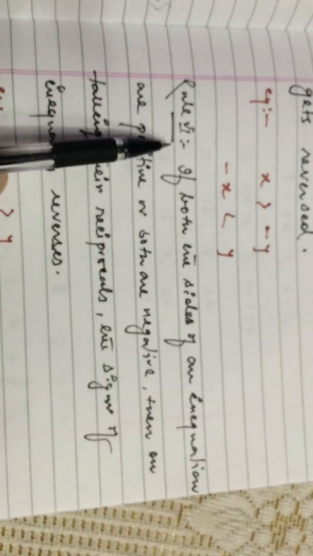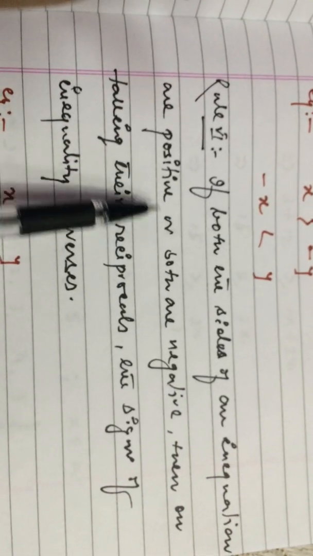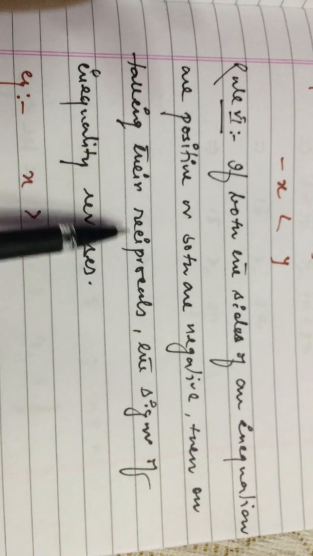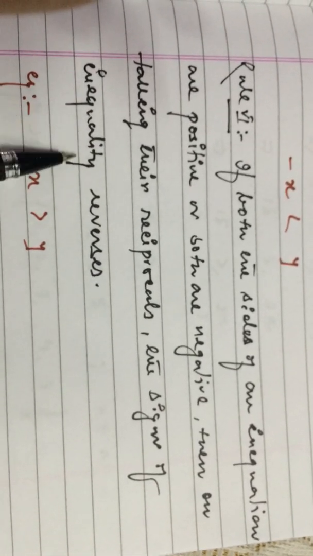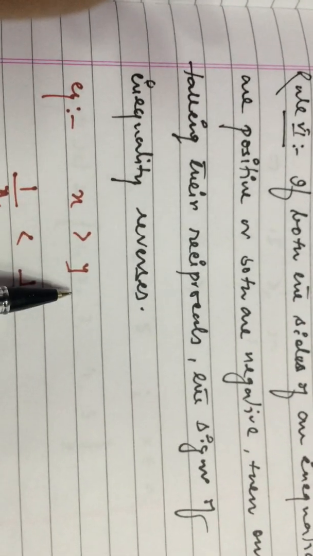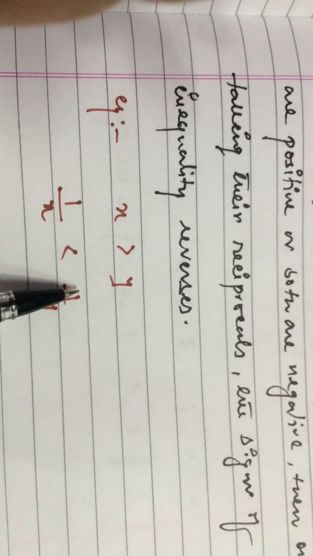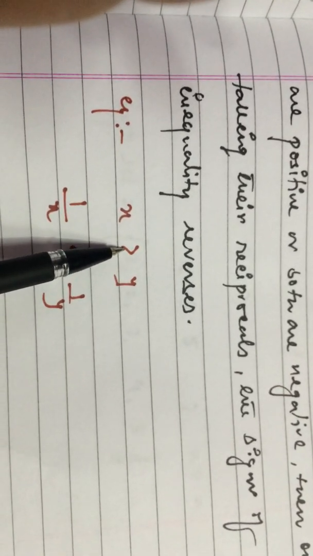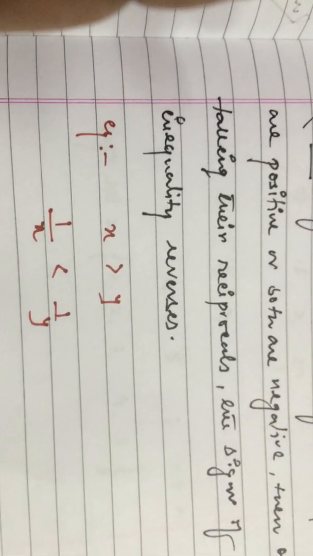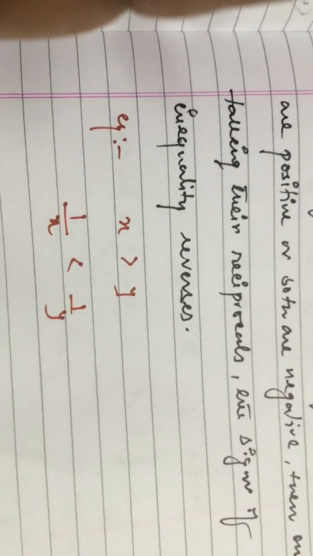Now see rule number 6. If both sides of an inequation are positive or both are negative, then on taking their reciprocals, the sign of inequality reverses. For example, x is greater than y. On taking the reciprocal of x, 1 by x, and the reciprocal of y, 1 by y, now see the sign: greater becomes less. These are the 6 rules we have to follow to solve linear inequations.